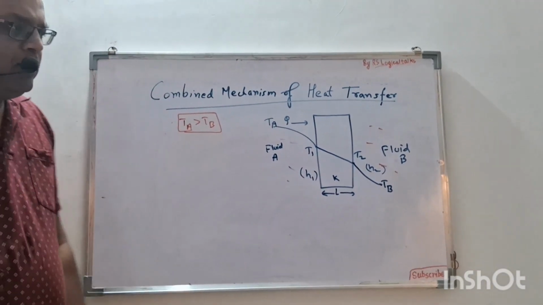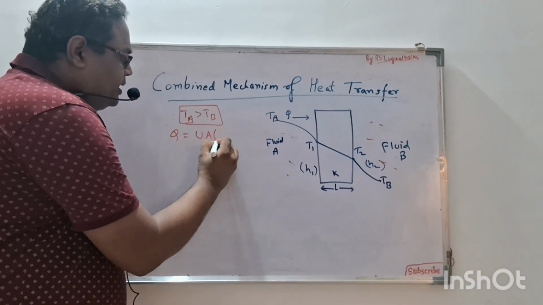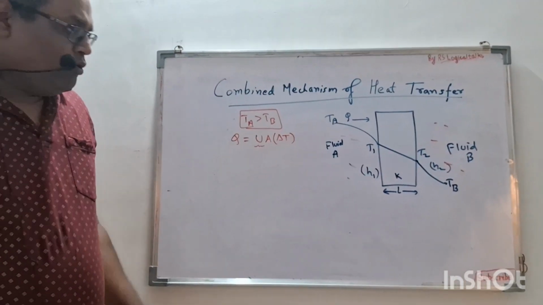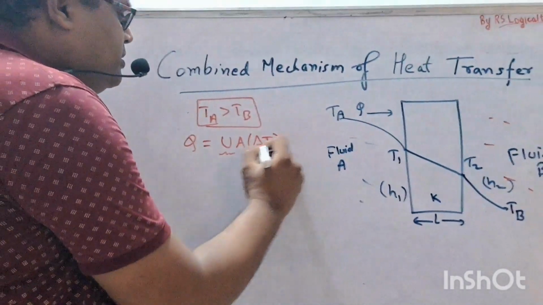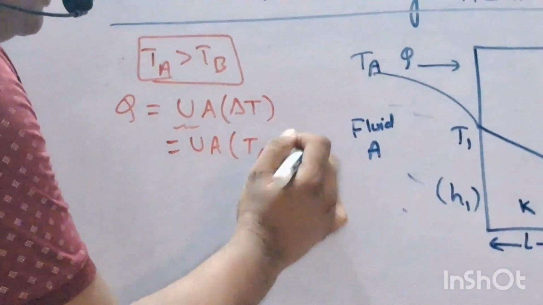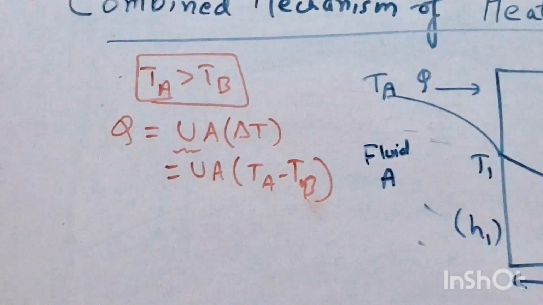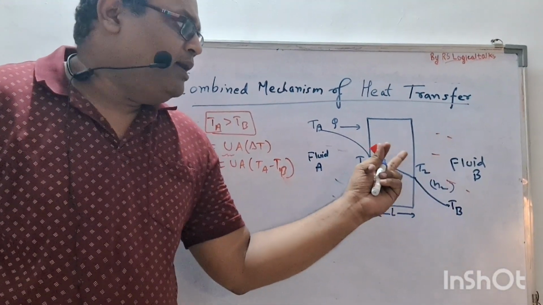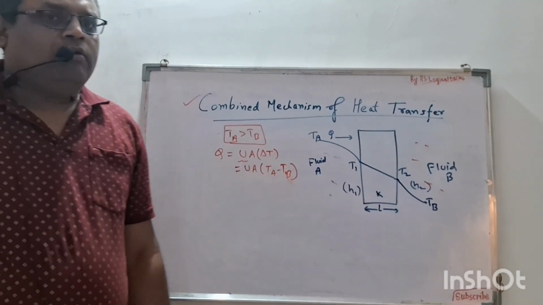So overall, what we see is that the overall heat transfer will be Q equals UA delta T. Here U is the overall heat transfer coefficient, A is the area, and delta T is the temperature difference, that is TA minus TB. But we can see that this is a combined mechanism of heat transfer: here convection is going on, here convection is going on, and here conduction is going on. So all these three effects will be there for getting heat transfer.